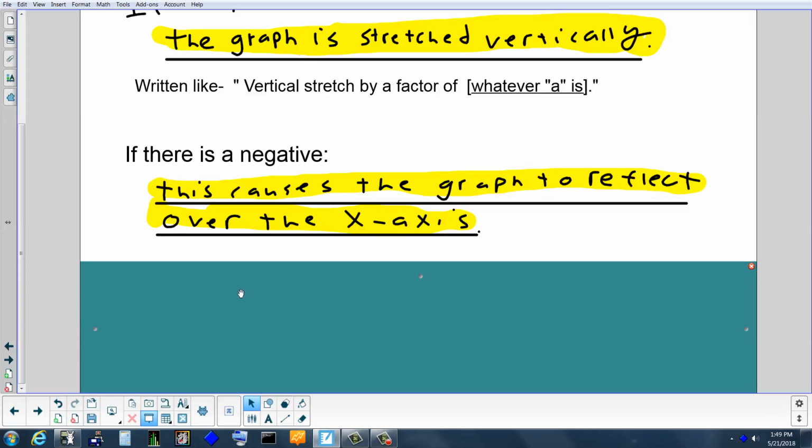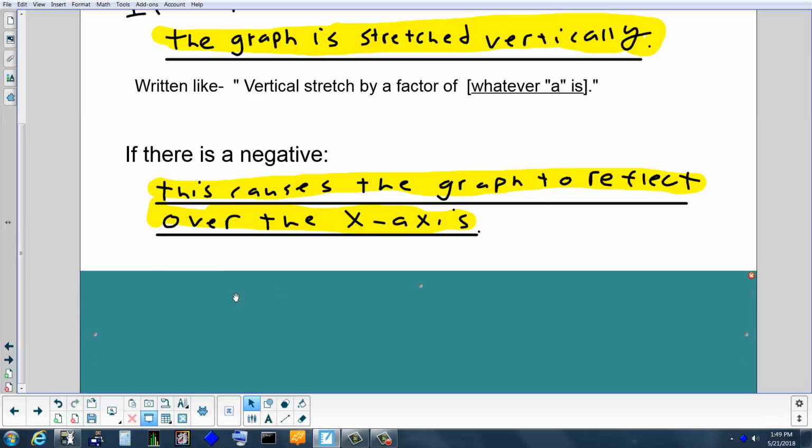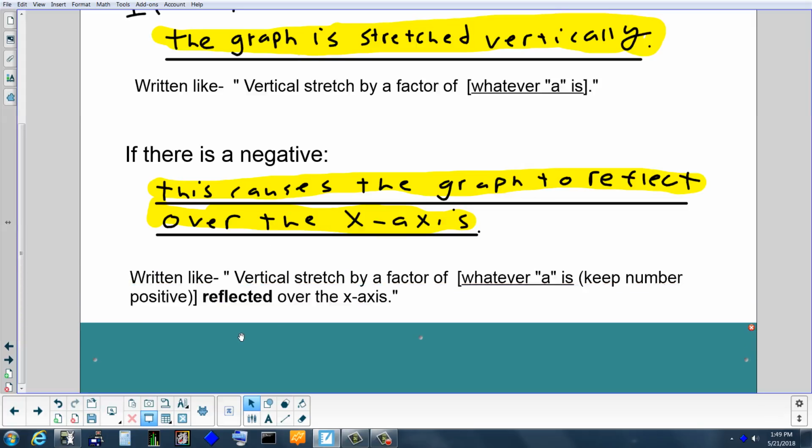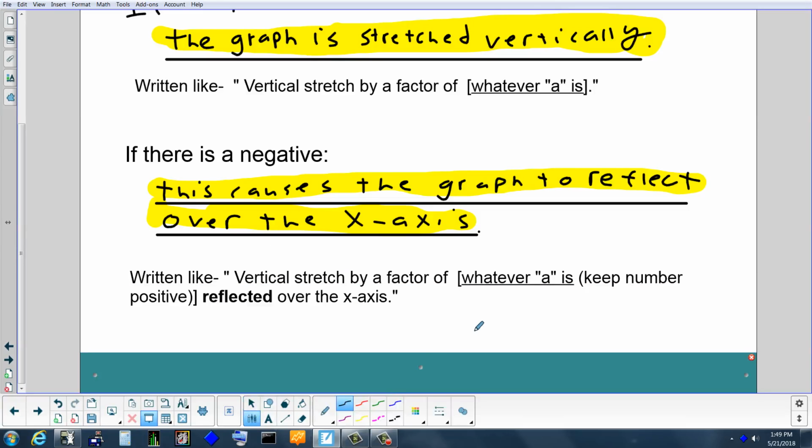So this causes the graph to reflect over the x-axis. When the first number written there is negative, it's going to cause your graph to flip. So I write it like this. This one's a little bit longer because the first number is negative. It'll be a vertical stretch by a factor of whatever a is, whatever the first number written is. Make sure when you write it, though, don't write it as negative. You want to keep it positive. And reflected or flipped over the x-axis.